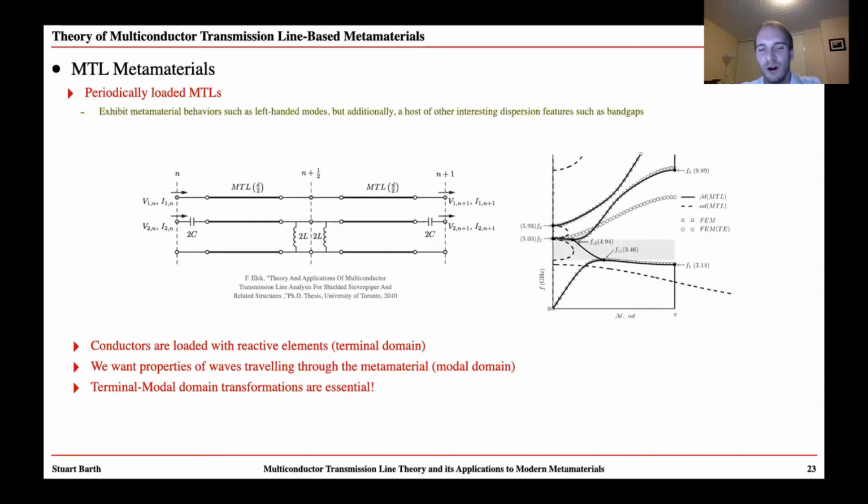But we want the properties of the waves traveling through the metamaterial, right? Because that's what we're interested in from an external perspective. So this would actually be a modal domain representation. So this is where the terminal modal domain transformations come in handy. In fact, they're essential in this process. And I think the understanding of multi-conductor transmission line formalisms is really what enables us to understand all the interesting effects that we're seeing in these complex modern metamaterials.